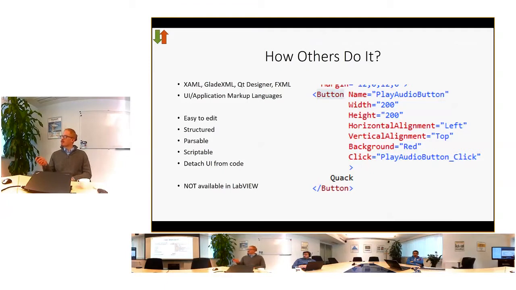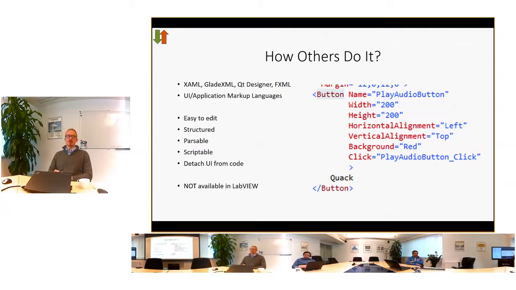You have, for example, XAML. XAML is developed by Microsoft in .NET. You have Glade XML. You have Qt Designer. You have fXML, and you have so many more different notations of XML developed by different producers just to define the behavior of the user interface. So these, in general, we could call them UI or application markup languages.